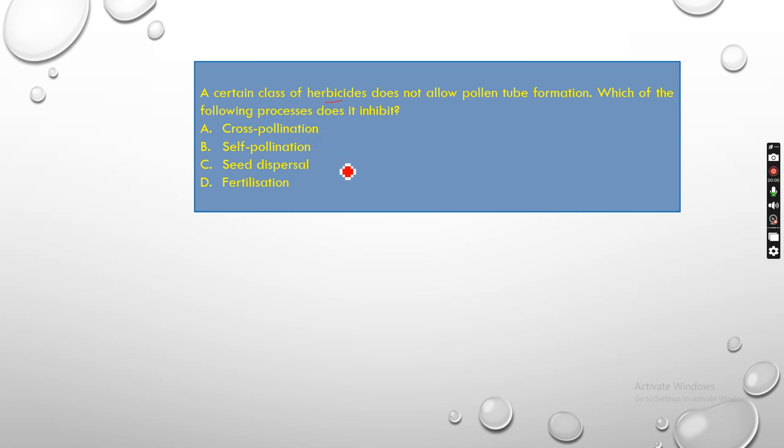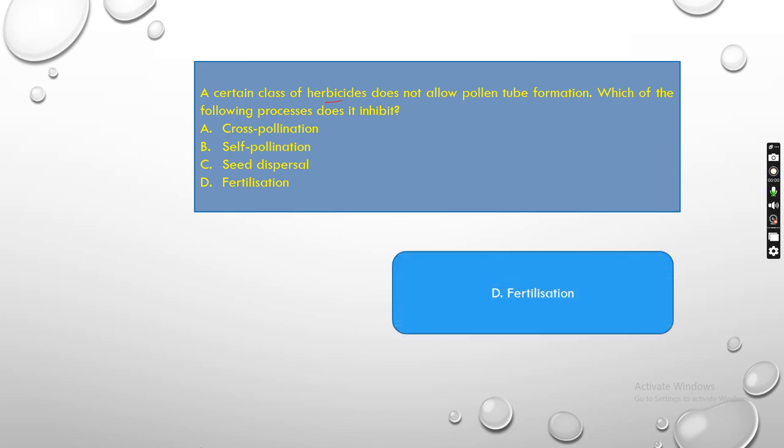now you have to say out of these which process will be stopped. Which process will stop if the pollen tube cannot grow? The options: cross pollination, self pollination, seed dispersal, fertilization. So here the answer will be fertilization. The pollen tube is mostly for the entry of the pollen to the ovary, right? So it will stop the process of fertilization.